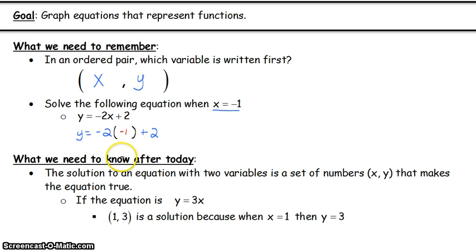plus 2. From here, it's the order of operations. I have to multiply before I can add. So negative 2 times negative 1. Negative times a negative is a positive. 2 times 1 is 2 plus 2. So I get y equals 4. In this case, if I were to write this as an ordered pair, x is negative 1, that would be written first. Y is 4, that would be written second. That could be an ordered pair to represent a solution.